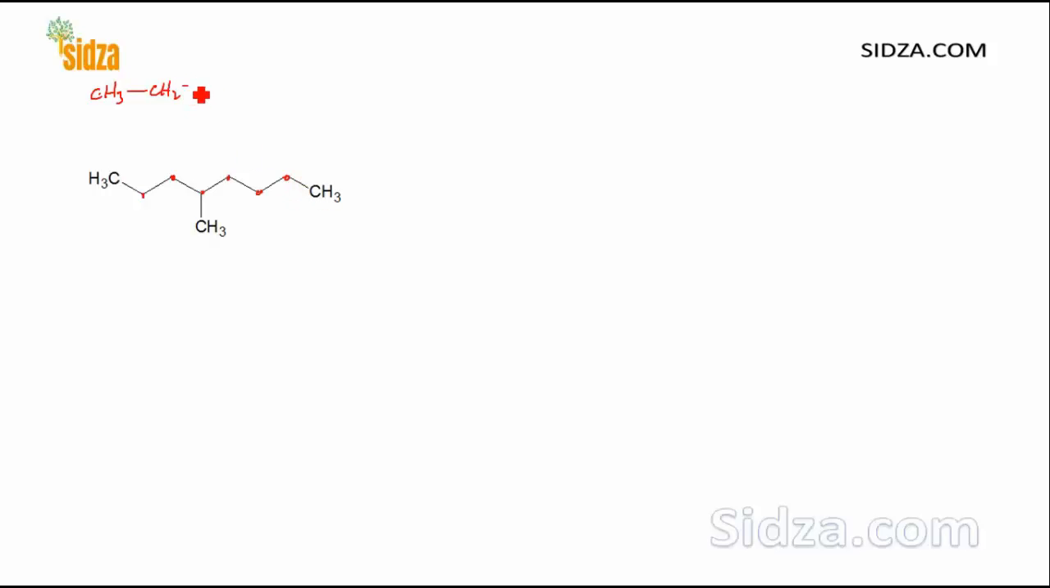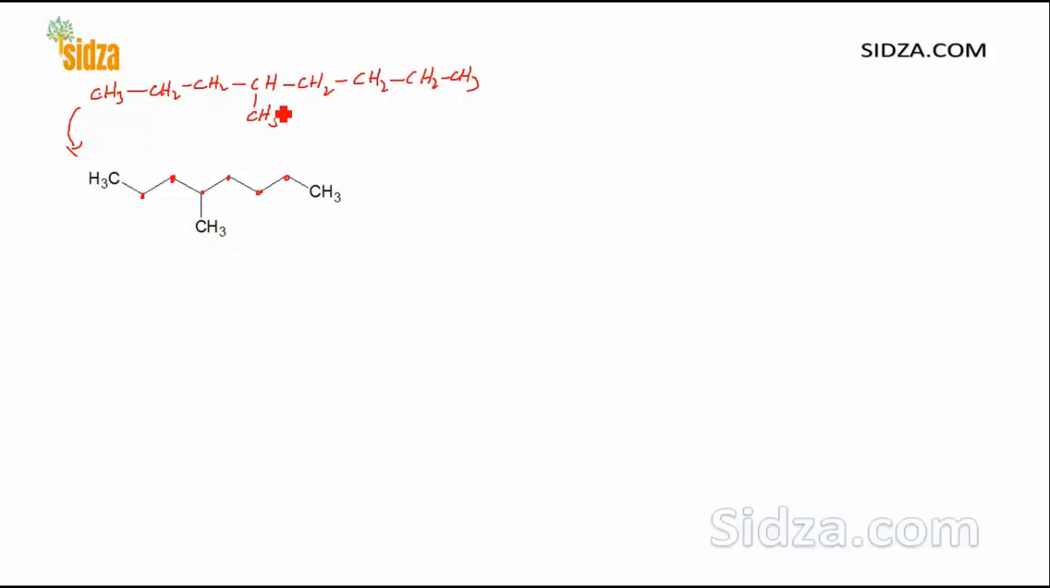CH2, CH2, CH, and the 4th carbon here has a methyl group attached to it, and there are 4 more carbon atoms, right? This molecule is similar to this one. The only difference here is that this is called a bond line representation. Here each point refers to one carbon atom, right? When you name this molecule, how do we name it?